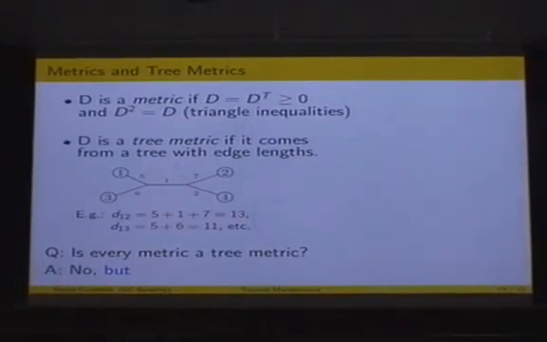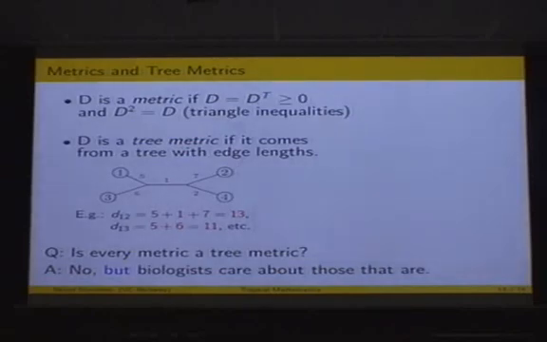Not every metric is a tree metric, but biologists care about those that are. So in molecular biology, if you open Nature or Science or any other scientific magazine, 98% of the articles are not about astronomy or physics or something. They're about the life sciences. And about half of those papers in Nature or Science will have a phylogenetic tree in them. So trees are a ubiquitous data structure in a fast emerging application of mathematics to the life sciences.